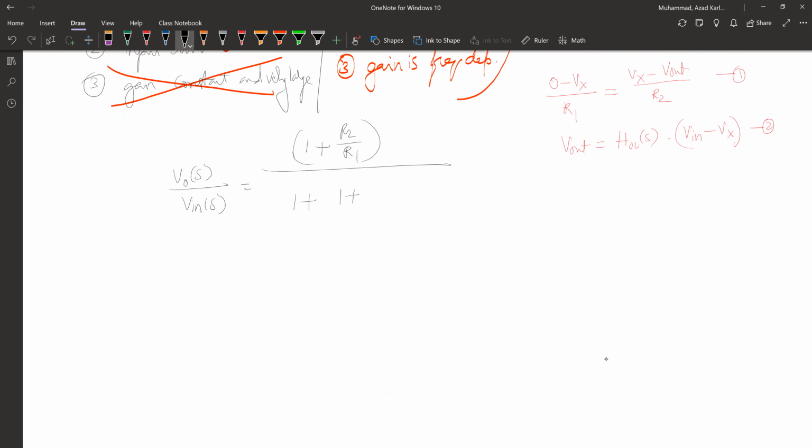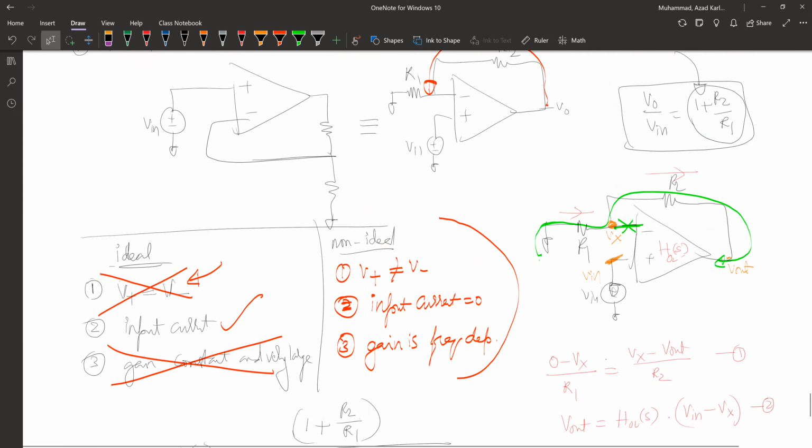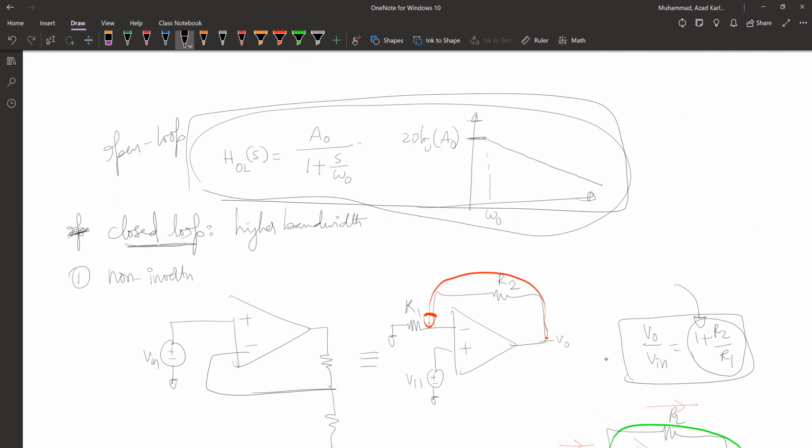One plus R2 over R1 times 1 over open loop gain. Right, so this is what the expressions come down to. Okay, now before I do a little more analysis on this, let me talk a little more about what's happening in the open loop case.